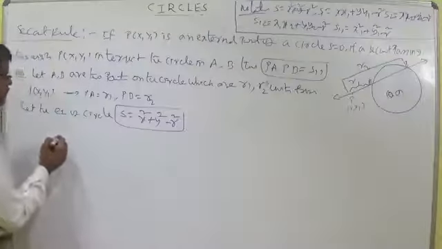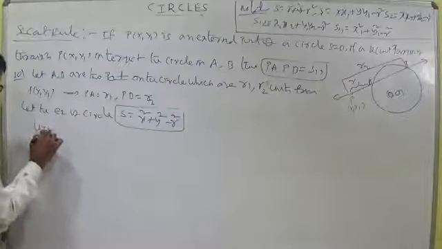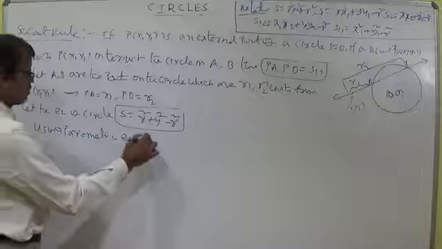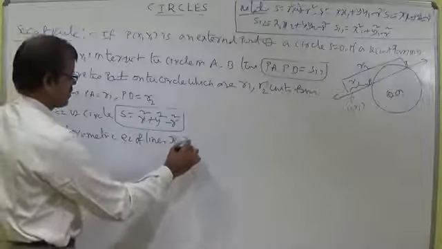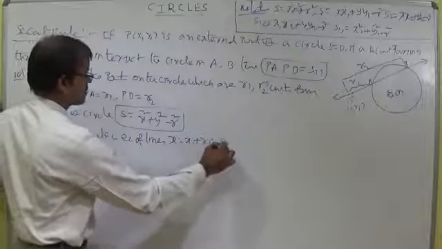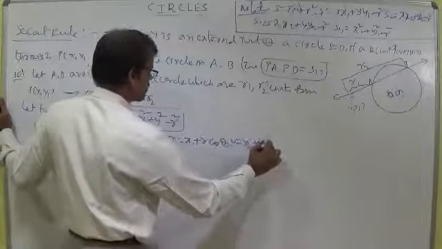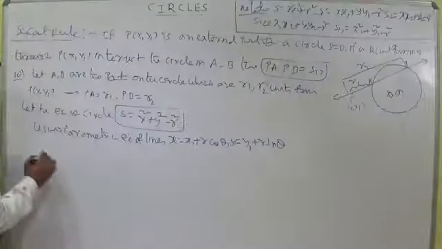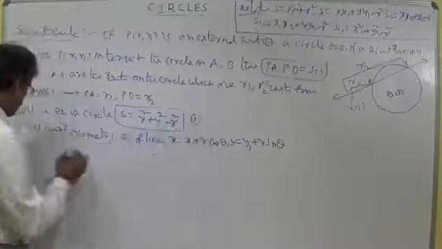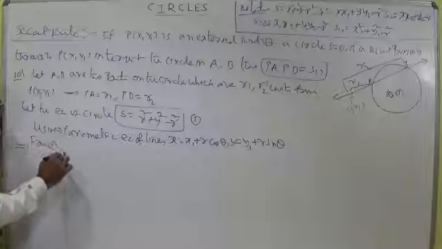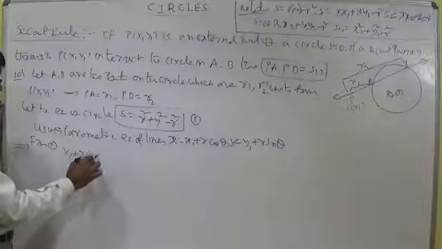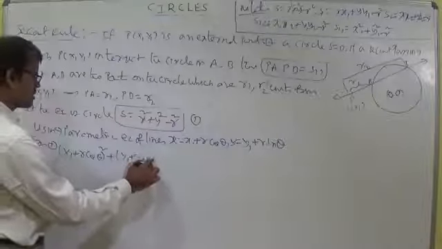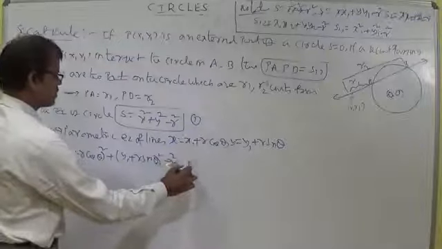We can now get S using the parametric equations of the straight line: x = x1 + r cos theta and y = y1 + r sin theta. Depending upon x1, y1, using those x and y points, from equation 1 we can write: instead of x, (x1 + r cos theta) whole square, plus (y1 + r sin theta) whole square, minus r square equal to 0.